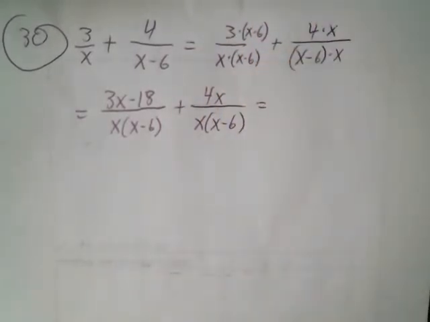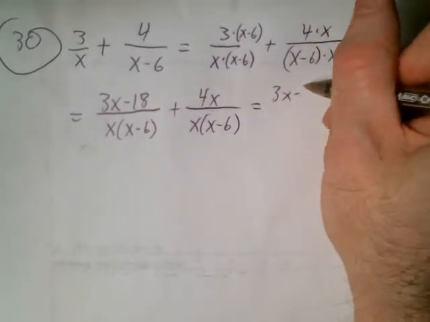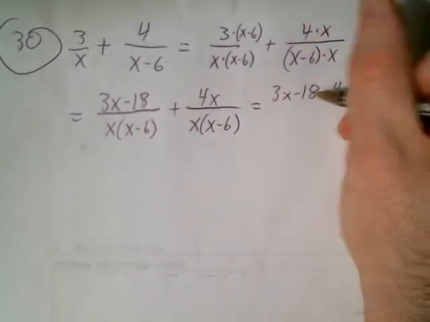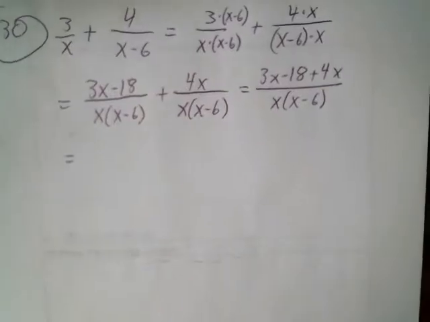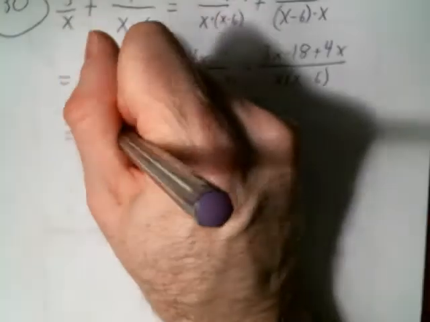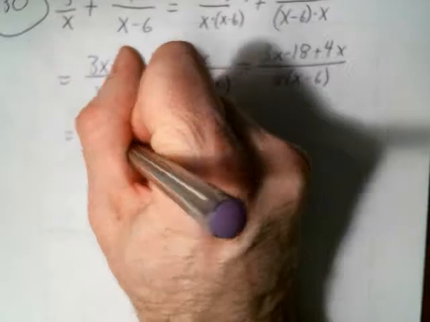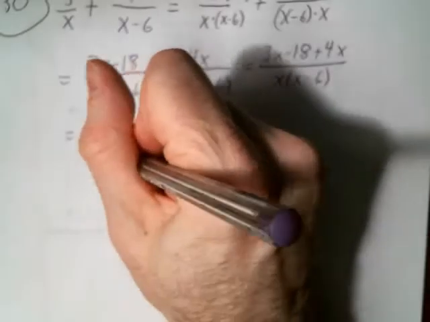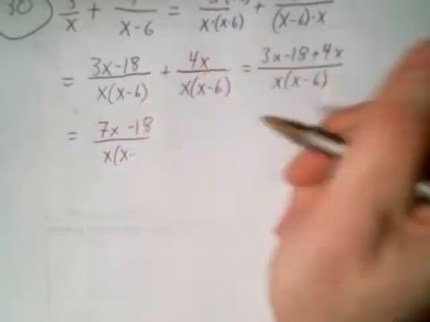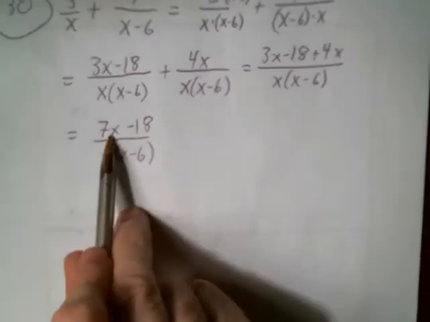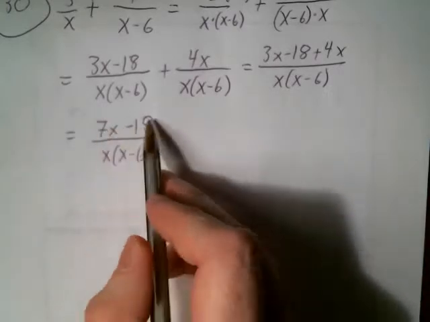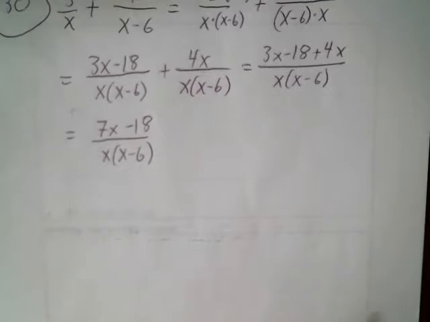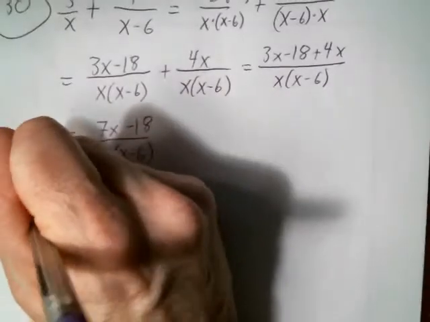Now we can add our numerators over the common denominator. 3x plus 4x is 7x's. And I don't think there's any simplification. These guys don't have any common factors, so I'm stuck. The top is prime. I can't factor it anymore. There's no common factors between the top and bottom, so I'm done. Let's go on to 34.